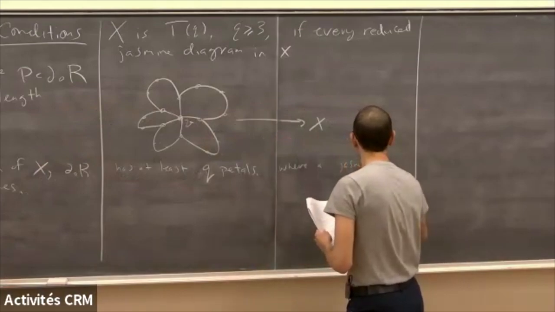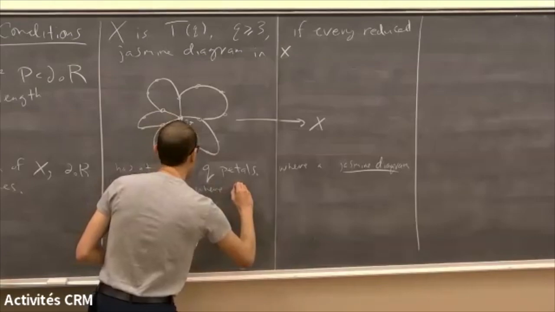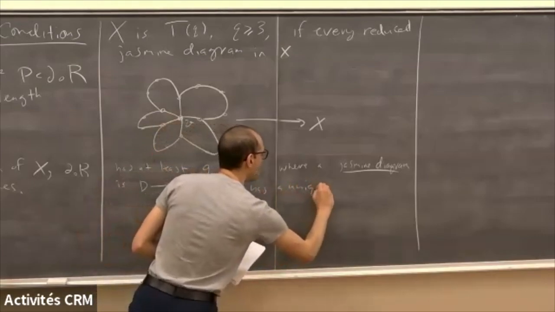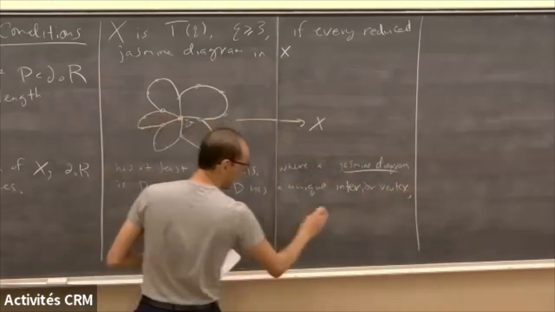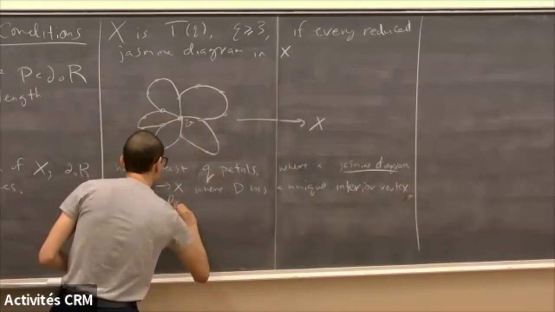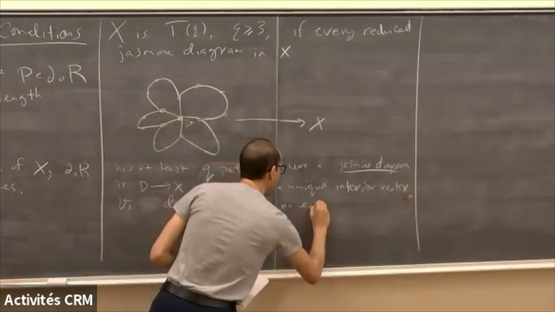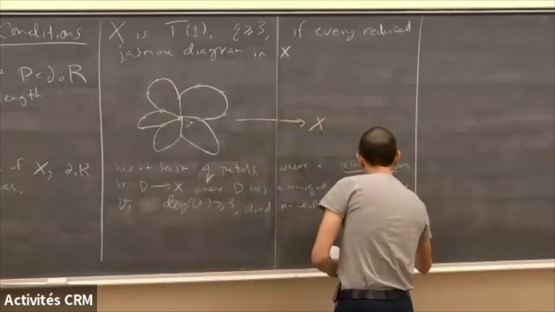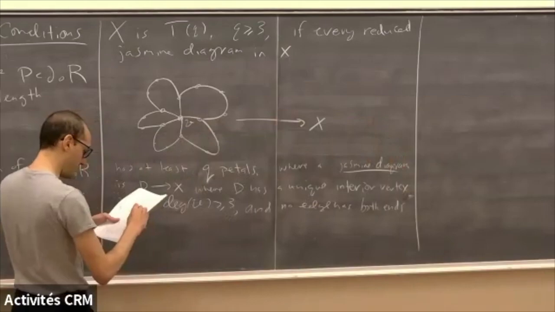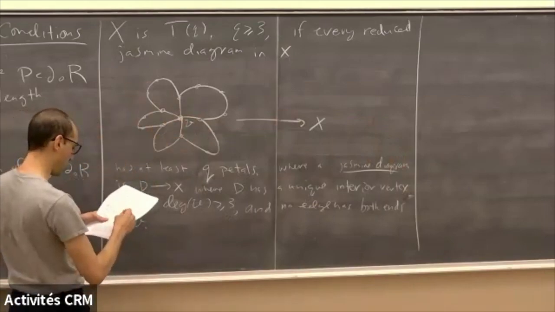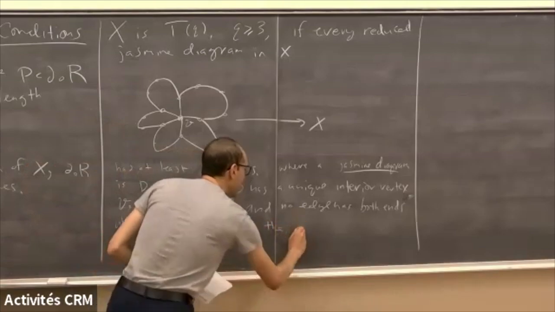Where a Jasmine diagram is a disk diagram where D has a unique interior vertex, call it V, and the degree of V is at least 3, and no edge has both ends at V. Okay. That should suffice to restrict to this class where we have at least 3 petals. And what are petals? Petals are the two cells.